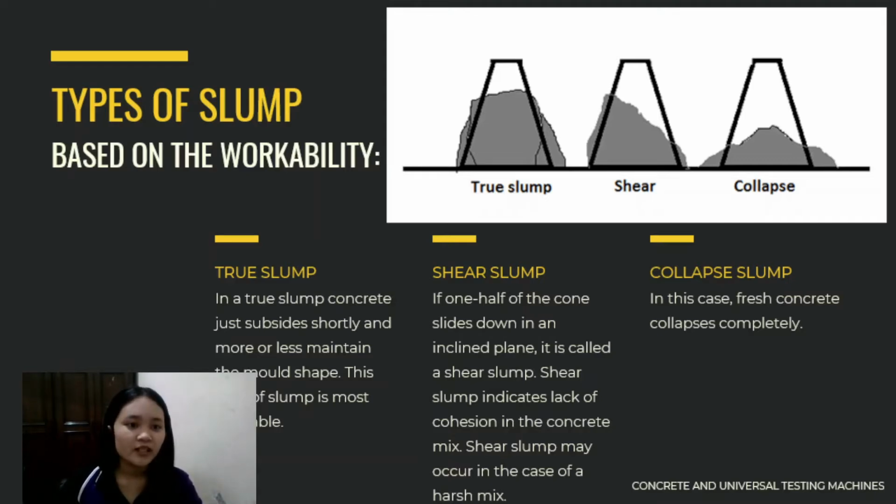Shear slump. If one half of the cone slides down in an inclined plane, it is called a shear slump. Shear slump indicates lack of cohesion in the concrete mix and considered unsatisfactory. Collapse slump. In this case, fresh concrete collapses completely. Usually, mas mataas yung water content ratio sa slump na to. And here is the video.